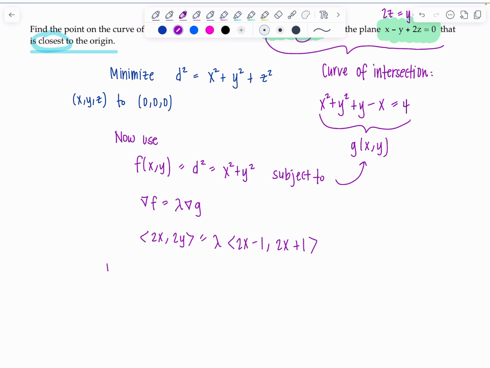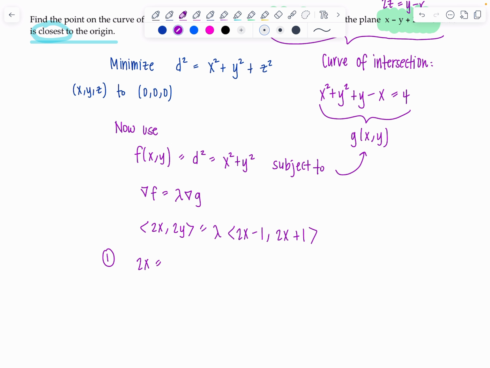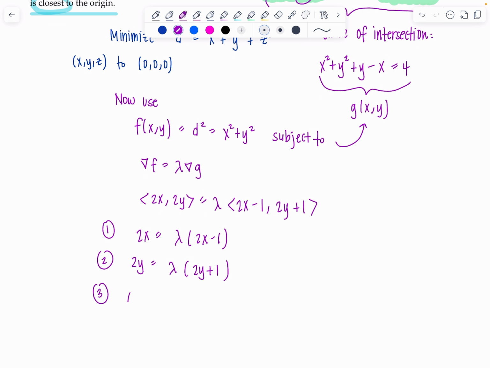Okay, now it's system of equations time. So 2x equals lambda times 2x minus 1. 2y equals lambda times, oh geez, this should have been a y. I'm just out of control. 2y plus 1. And then the third equation is our constraint equation. So x squared plus y minus x is 4. What I'm noticing is I can solve for lambda in the first two equations, and then I'll just set that equal to each other, right? And then things work out beautifully.